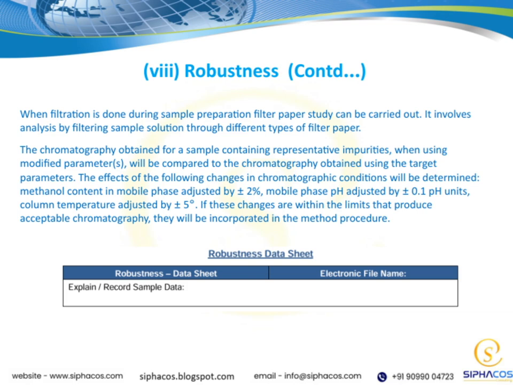The goal here is to see if these small variations still produce acceptable, reliable chromatography results. If they do, then these conditions can be incorporated into the final method. This process is a key part of robustness testing, which helps us ensure that our method remains consistent even when small, normal variations occur during routine analysis. It's all about making our method more reliable and flexible without sacrificing accuracy.